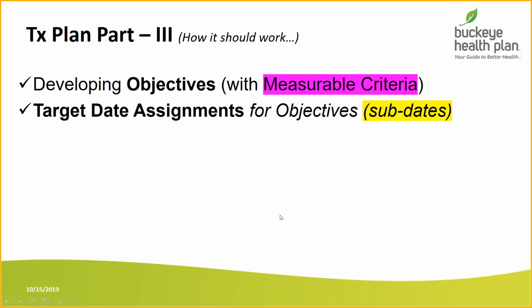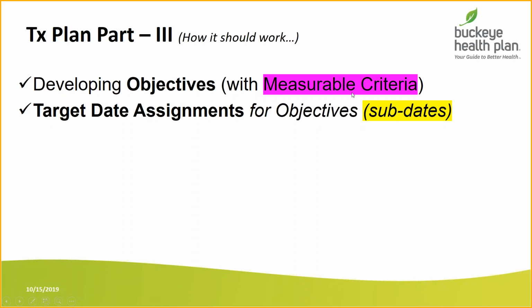Part 3 is developing objectives with measurable criteria. And if you notice on the slide, measurable criteria is highlighted in magenta. It's its own color. It's the only word in any of my presentations ever that has its own color. It is that important, measurable criteria.